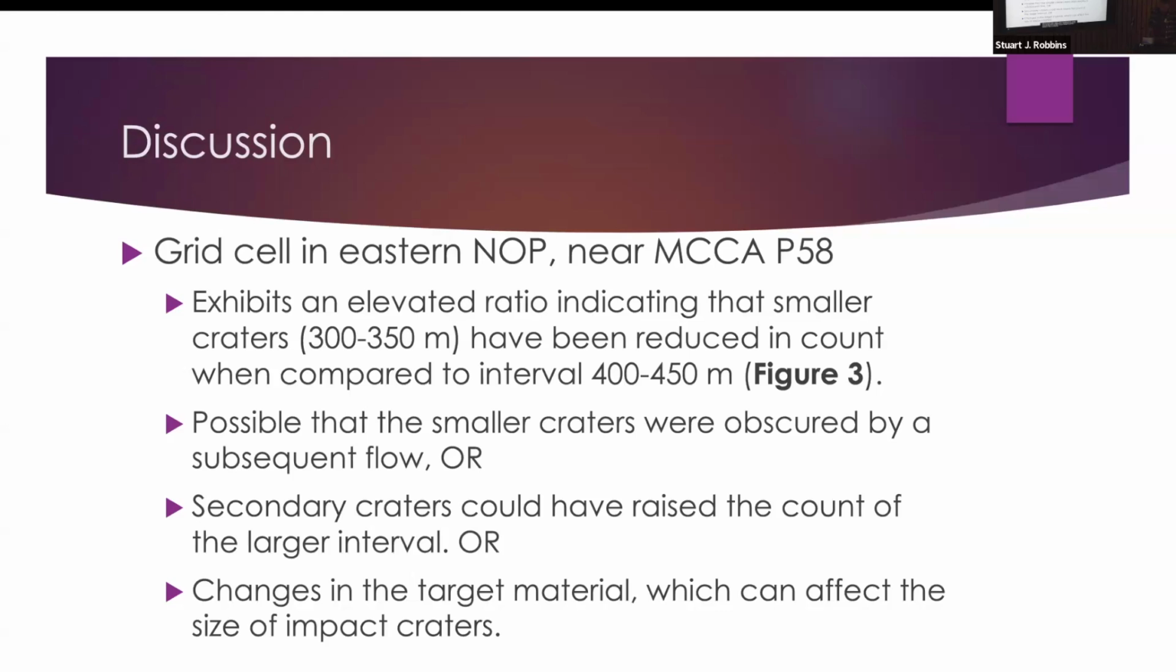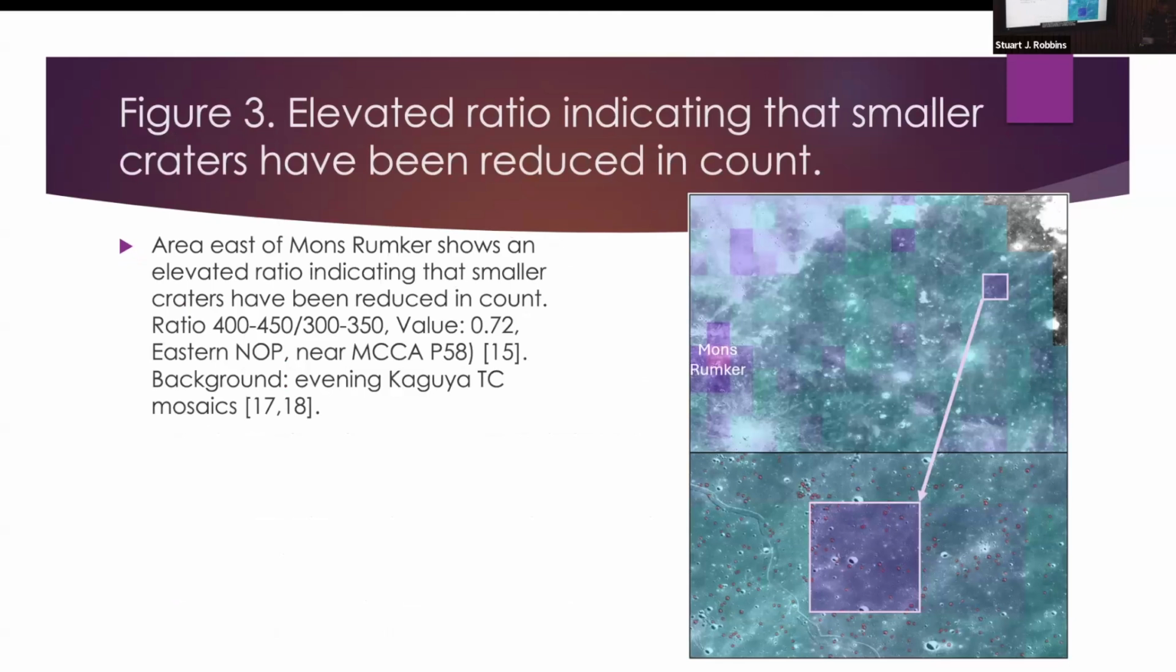Or secondaries could have altered the count. They could raise the count of the 400 to 450 meter area. Changes in target material can also affect the difference. So this is where this area is located. The darker color indicates a higher ratio. This is the overview, and we've got that blown up here. So it's a higher ratio value.